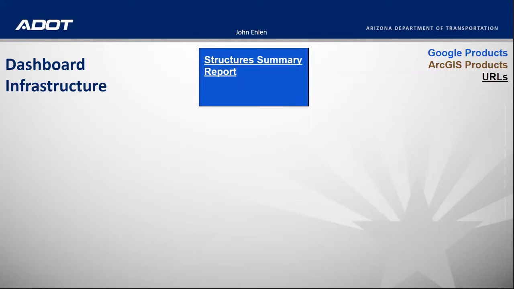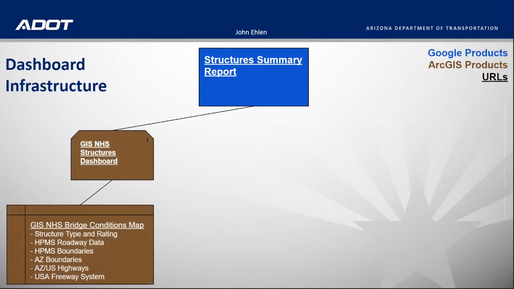So now back to the dashboard. Now that we've looked at the process behind the scenes, let's take a look at the structure of the dashboard from the other side of things, including its nested components. As we mentioned, the structures dashboard is comprised of 4 key components. The first one being the GIS NHS structures dashboard, which is hosted on ArcGIS Online.